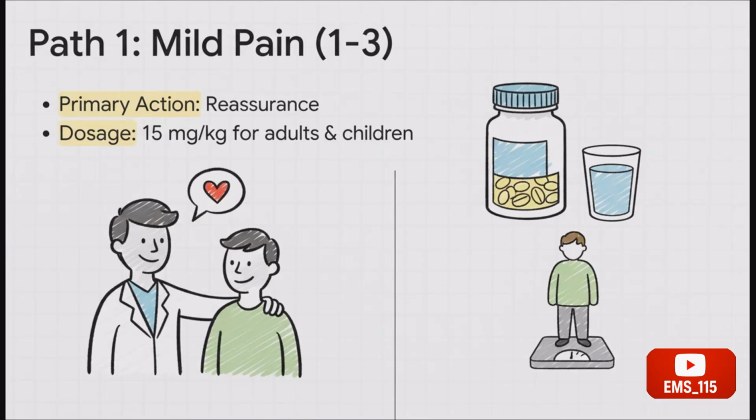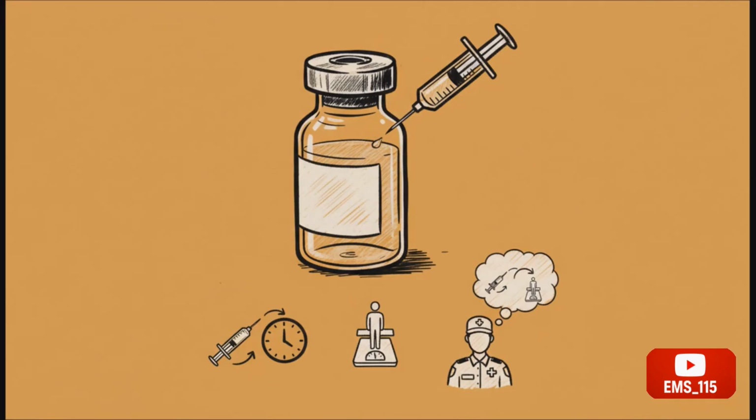All right, path number 1, mild pain. Now, believe it or not, the first-line treatment here isn't a drug, it's just reassurance. Simply calming the patient down can work wonders. If you do need medication, the go-to is oral acetaminophen. The dose is standard for pretty much everyone, kids and adults, 15 milligrams per kilogram. Now, if we're dealing with moderate pain, we escalate to ketorolac. This is a powerful anti-inflammatory drug, which basically means it fights the swelling and irritation that's causing the hurt. The protocol gives the tech on scene a couple of options: a flat dose of 30 milligrams, given slowly through an IV or in the muscle, or a weight-based dose of 0.5 milligrams per kilogram.